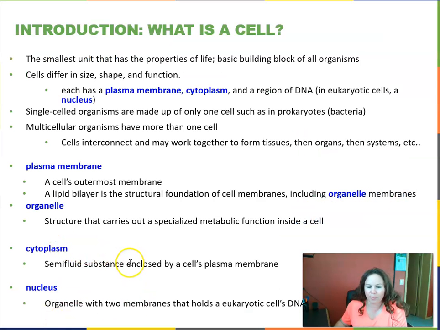All right, then the cytoplasm is the semi-fluid substance. It's kind of jelly-like, enclosed by the plasma membrane, and would entail having other substances within it, other molecules, and if it's a eukaryotic organism, would also consist of the organelles.